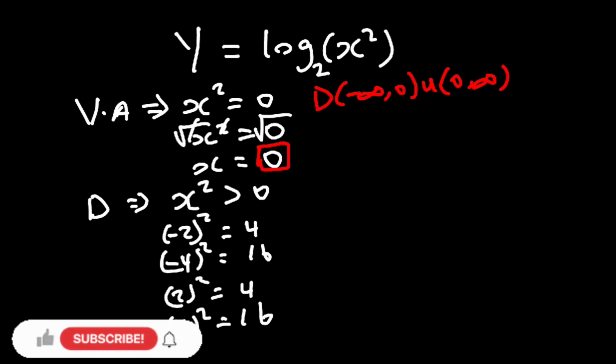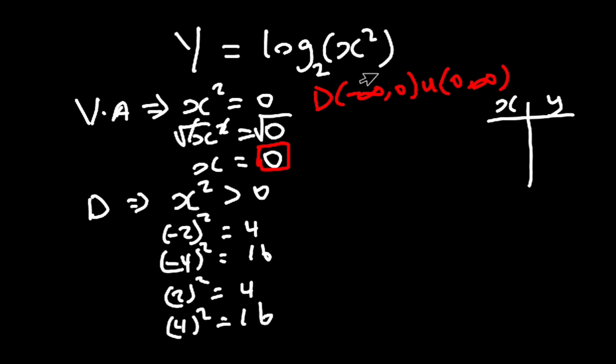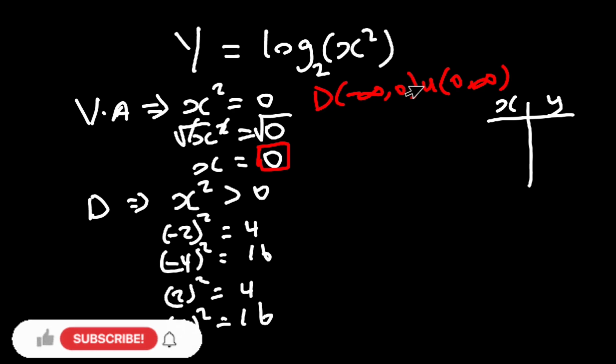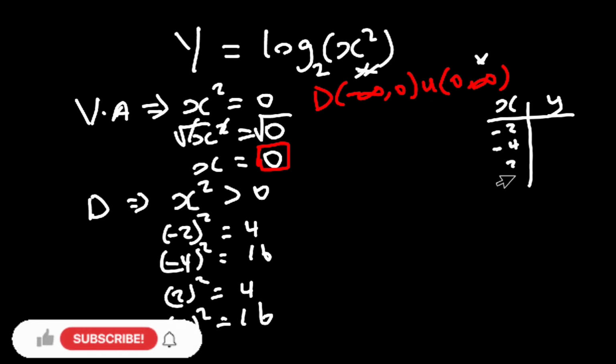But how do we graph it? Let's make a table of values, and it's going to have x and y values. Now x values are going to be part of the domain of this function. We are going to pick 2 values of x that fall within this region, and then 2 values that fall within this region. So let's pick minus 2 and minus 4 here, and then for this region we pick 2 and 4. Now we have y is equal to log x squared base 2.